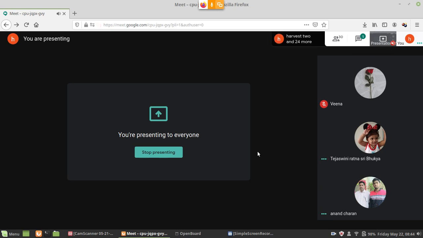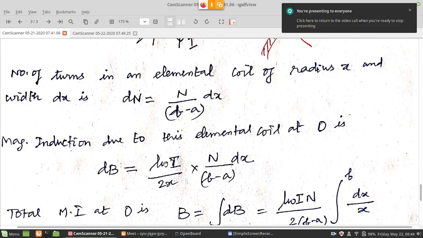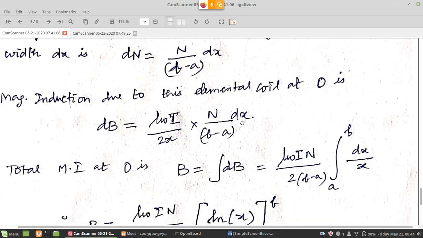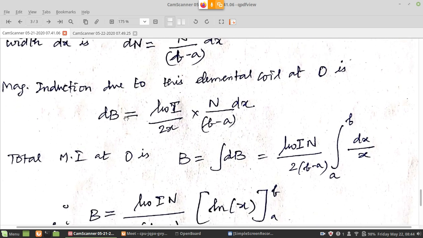Verified that. Okay, right. So here also we have to do the integration for the μ0 ni/2a formula. Here μ0 divided by, instead of a, the radius is x here, so 2x, into the number of turns in that length dx, which is n/(b−a) dx. This is for the small elemental coil. For the whole coil again we have to integrate, so B is equal to the integral of dB, which is equal to μ0 in/2, and b minus a is constant here, so it comes out. Now the integration is with respect to the x variable.